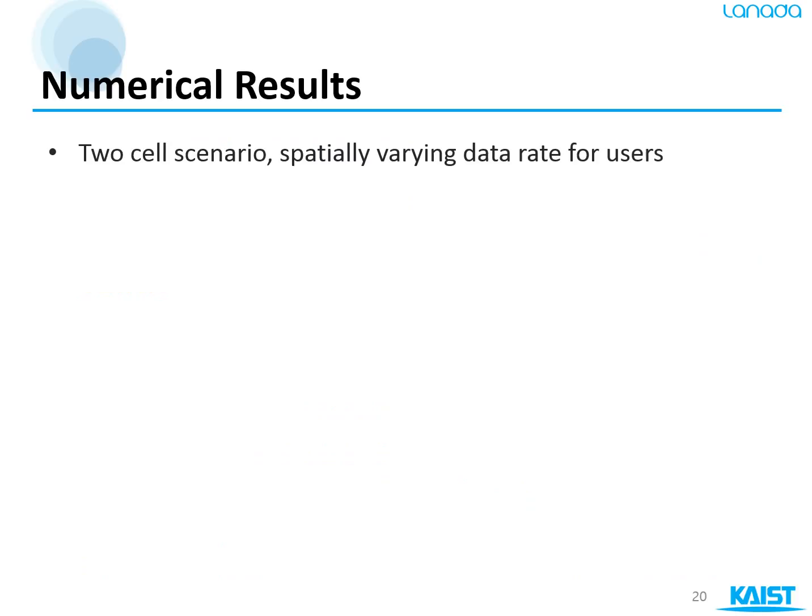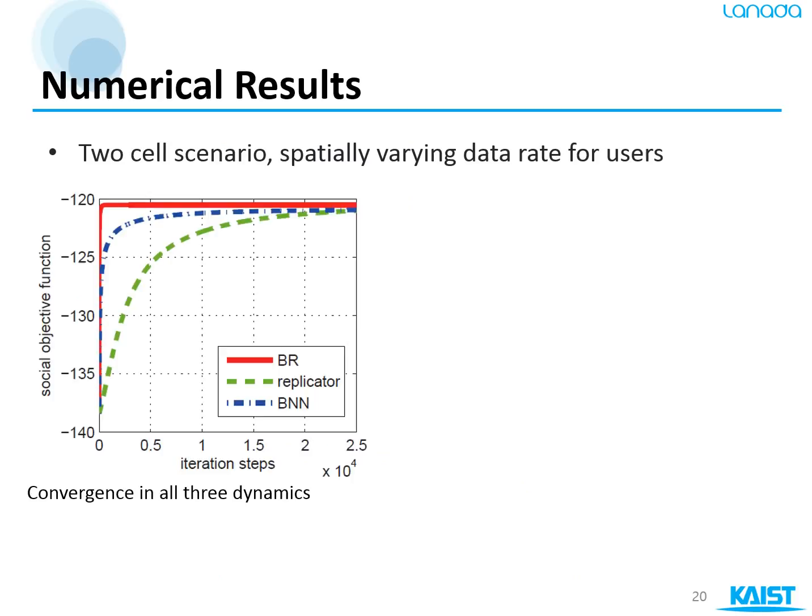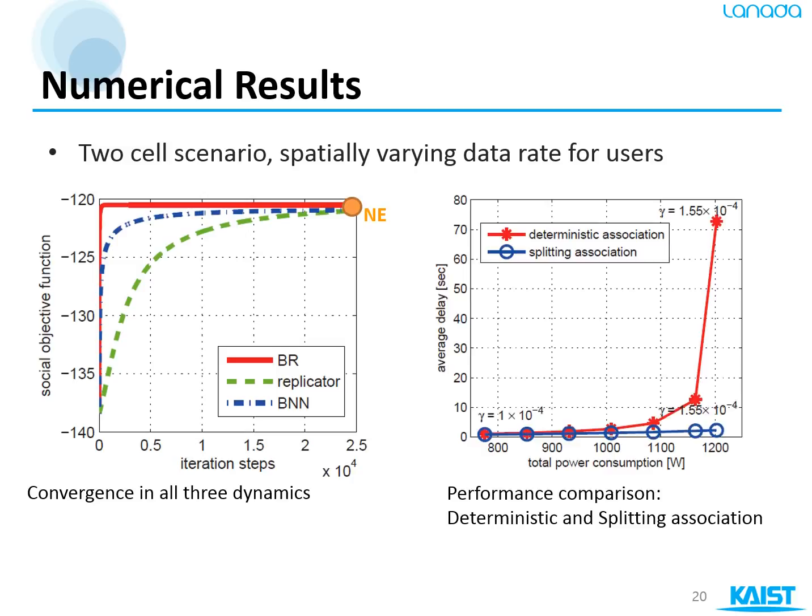In a two-cell scenario, we present some numerical results. This graph describes the convergence in all 3 dynamics. In all 3 dynamics, the system state will converge to Nash equilibrium. And the performance comparison of deterministic and splitting association is described as follows. When the traffic intensity grows, the delay performance differs. The difference between deterministic and splitting association in terms of average delay grows dramatically.